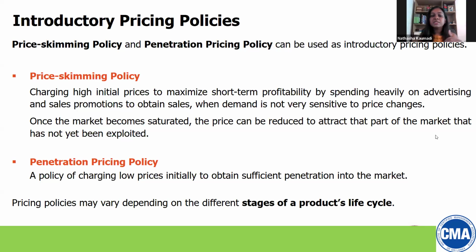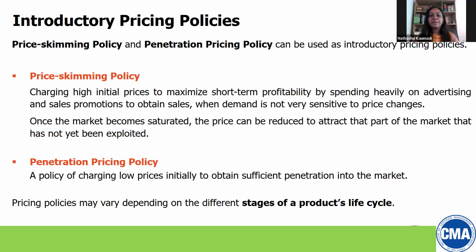Once the market becomes saturated, after some time, the prices can be reduced to attract that part of the market that has not yet been exploited. You set a higher price, so you won't have many customers because your prices are higher, but there will be premium consumers for your premium product. By selling your product at a higher price, you try to maximize your short-term profitability.